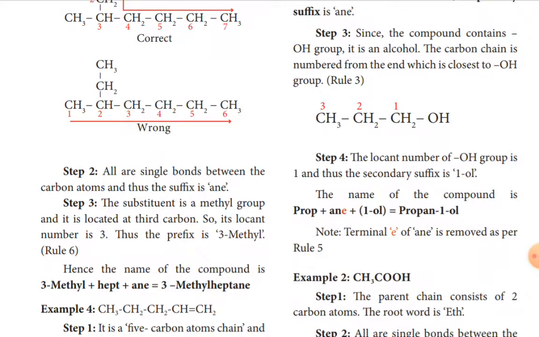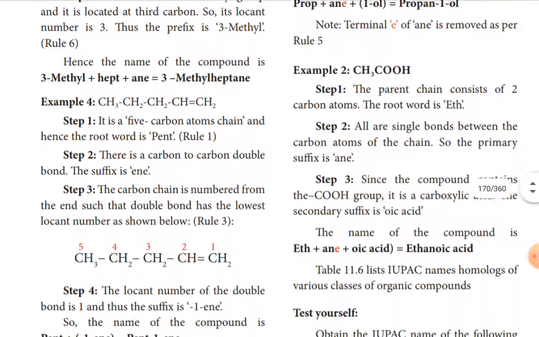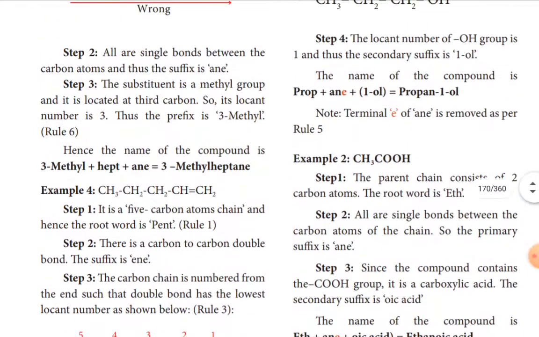And also we can take one more example, that is CH3 single bond, CH2 single bond, CH2 single bond, CH double bond, CH2. Double bond is given here. So first we have to check according to rule 1: find out the carbon skeleton. How many carbon? There are 5 carbon. 5 carbon means, according to Greek numerals, the root word is pent.